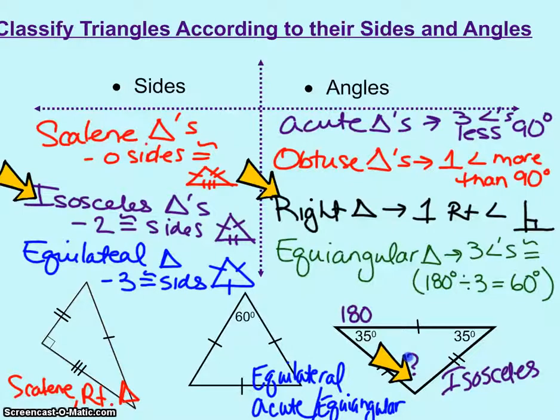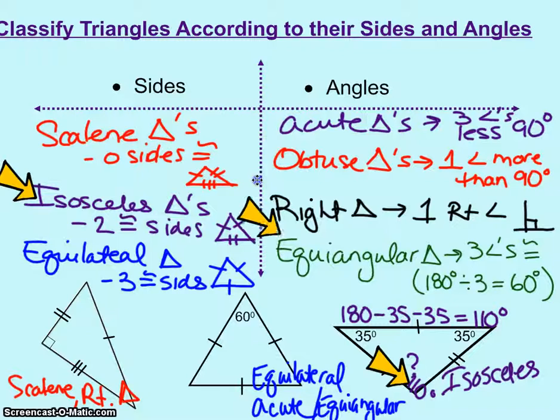Thinking that we have 180 degrees total in a triangle, we have used up 35 degrees in each of the corners. We would subtract 35 and 35 from 180, and that will help us calculate the measure of this third angle right here. It turns out that 180 minus 70 would give us 110 degrees. Putting 110 degrees right here and looking at our list of triangle angle names, that would make that triangle obtuse. So we have an isosceles obtuse triangle.